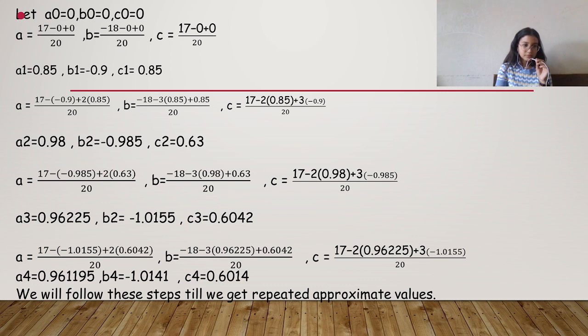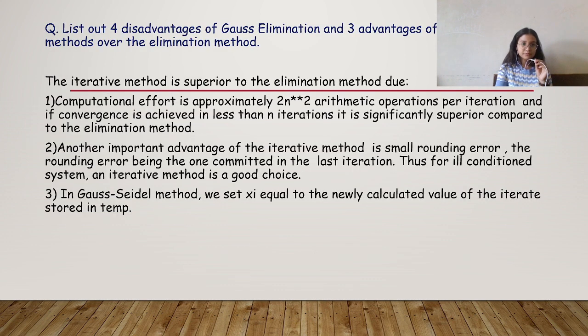0.06042. By putting a3, b3, c3, we get a4 equals 0.961195, b4 equals minus 1.0141, c4 equals 0.6014. We will follow the steps till we get repeated approximate values.